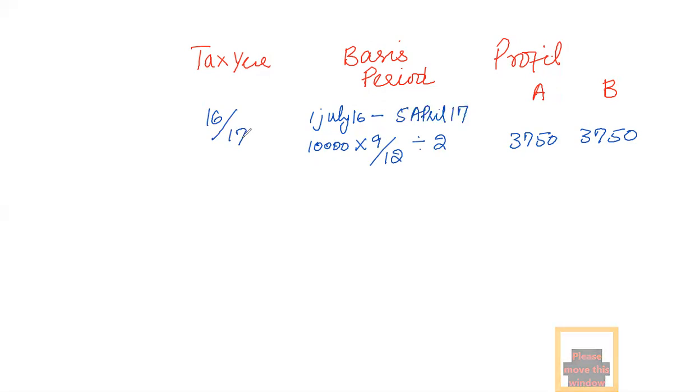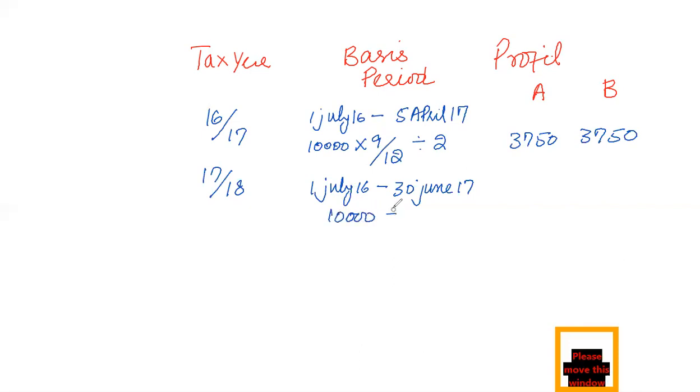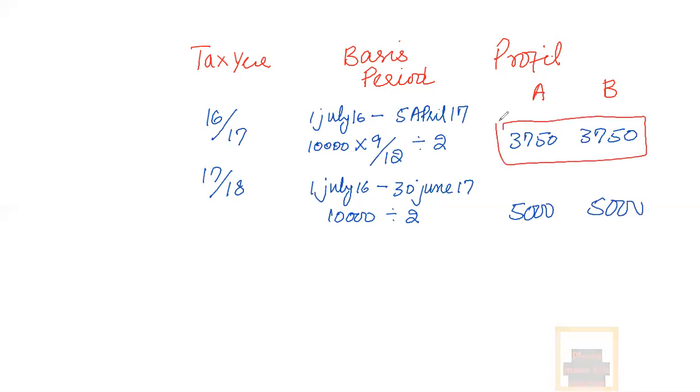Now, as far as the rule is concerned, for 17/18 we'll start from 1st July again, as the account is of 12 months, and go to 30th June 17. So 30th June 17 means the tax year becomes 17/18, and the total profit of 10,000 is now divided by 2, as there is an equal ratio, so 5,000 each. In this way, I can say that there's an overlap profit of 3,750 for each partner.